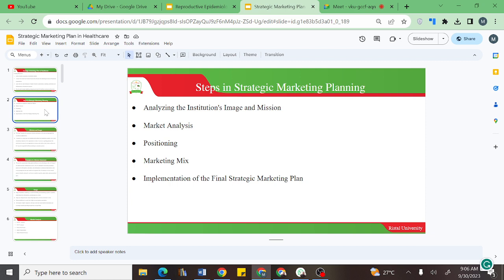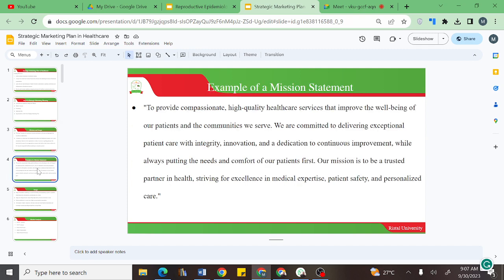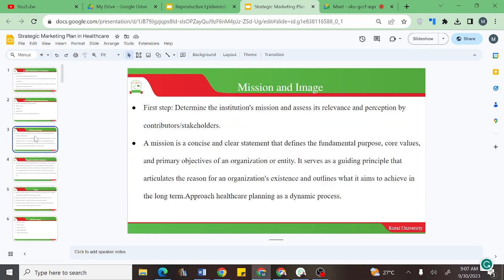So one, you need to analyze the institution's image and mission. And it's for every plan that you're going to make, it should be in line with the institutional image and its mission. Then you do what we call market analysis, positioning, marketing mix, implementation, and then evaluation or the evaluation plan. So those are the things that you will have to follow in coming up with this plan.